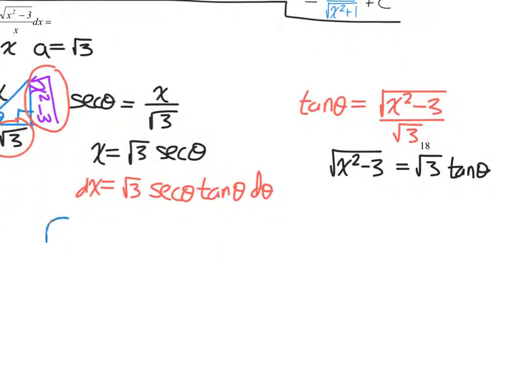All right, so on top, I have my radical, so that's getting replaced with a radical 3 tan theta. On the bottom, I just have an x. I'll deal with that in a sec. The dx is the same as radical 3 secant theta tan theta d theta.